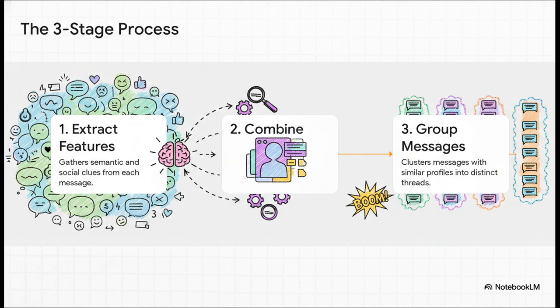This really breaks down the whole process beautifully. First, the AI goes through and extracts both the semantic and the social clues from every single message. Then, it combines all that info into a detailed profile for each message. And finally, it just groups the messages with similar profiles together. Boom! Just like that, your messy chat is organized into neat, separate threads.